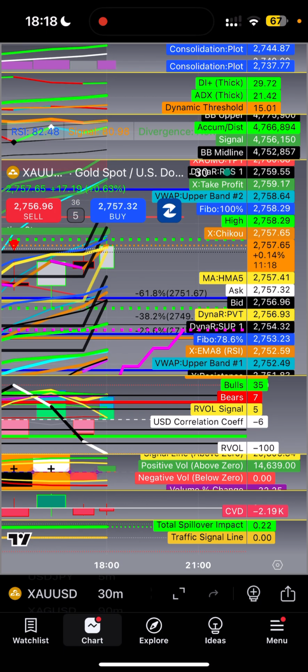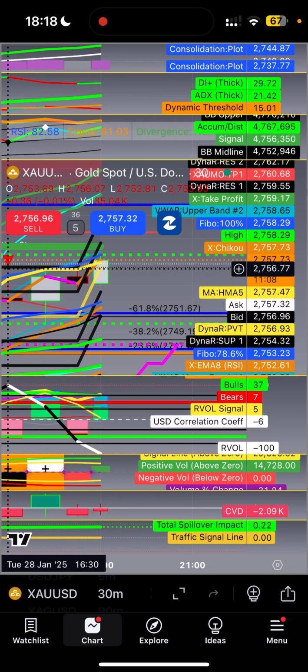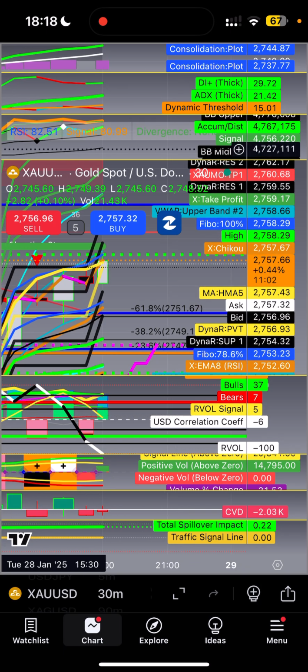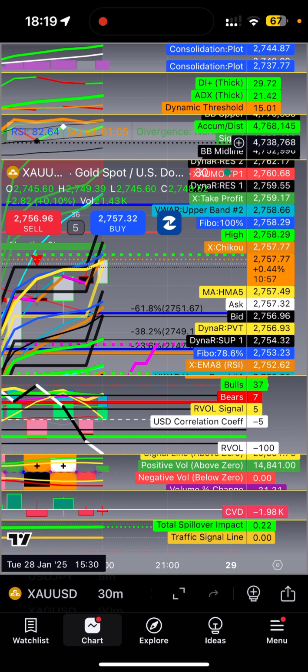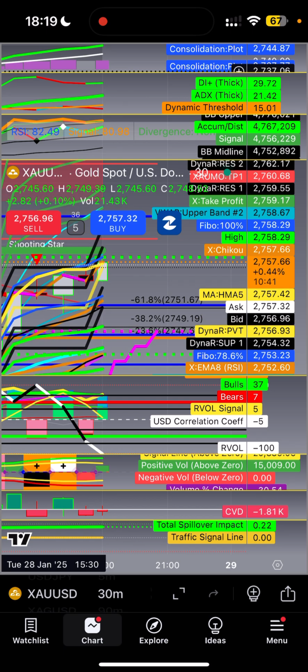If you can see where we are right now, this is the HMA 5, which is leading and crossing over the Chikou span. On the 30-minute it's bullish, even though we are here. Check the RSI, which is 82. It's an overbought area. And the MACD is up there, a very high area. The reading is on the left. I'm doing it on the mobile.